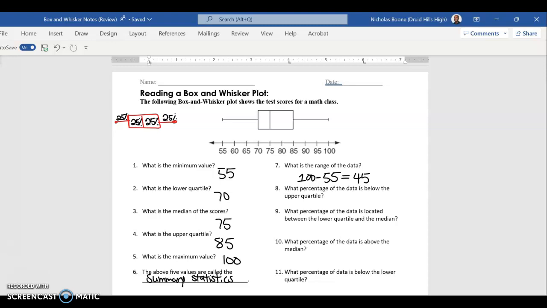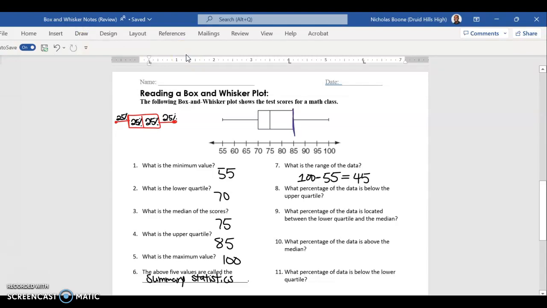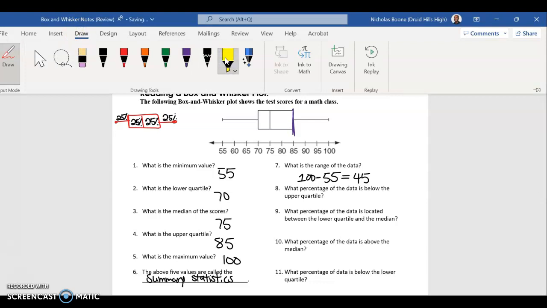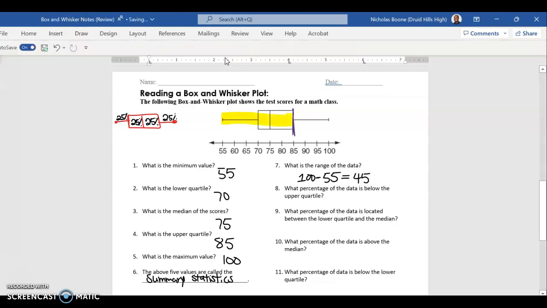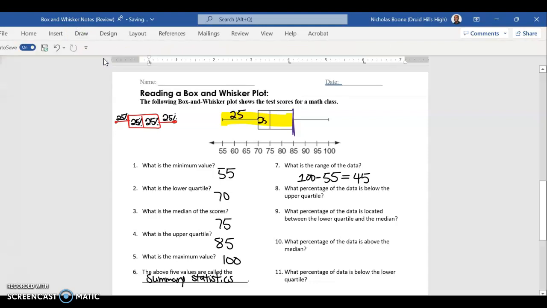But for number 8, it says, what percentage of the data is below the upper quartile? First off, we need to identify where the upper quartile is. That is located here at Q3. And then it says what percent of the data is below. So we're going to look at all of these sections that are below the upper quartile. Since that's a total of 3 different sections, and each section represents 25% of the data, that means 75% of the data is located below the upper quartile.